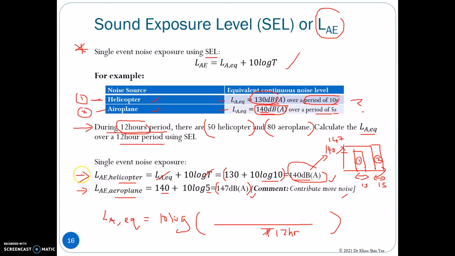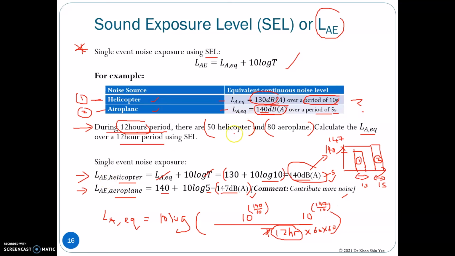Then for the first event, the LAE is equal to 140. Therefore, the noise level is given in 10 to the power of 140 divided with 10. And we know this is in second. Therefore, we need to convert the unit of hours into second by multiplying it with 60 minutes and 60 seconds. For the second event, you have 147. Therefore, you obtain 10 to the power of 147 divided by 10.